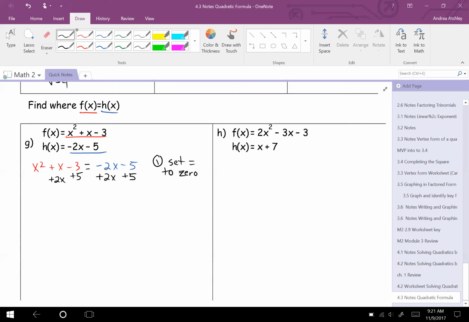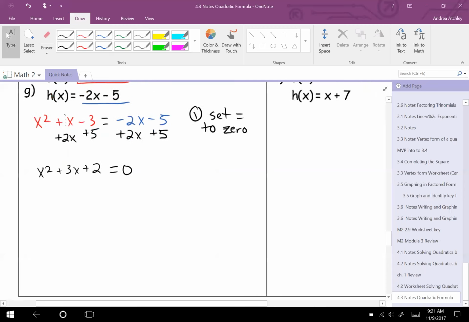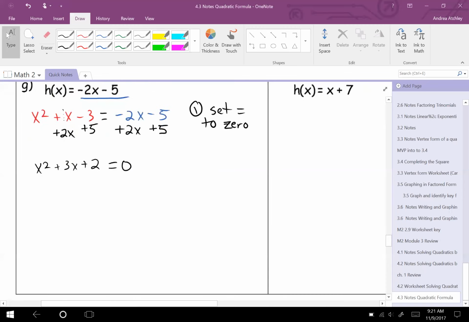Okay, so that's going to give me the x squared. There's a 1 in front. 1 plus 2 is 3 x's. Negative 3 plus 5 is 2. And now it equals 0. Any questions on how I got that? Everyone's with me?